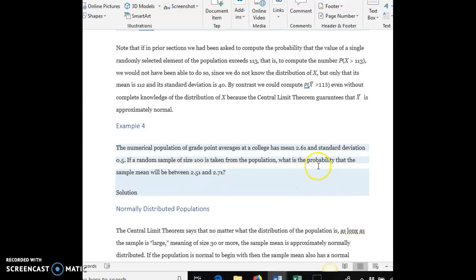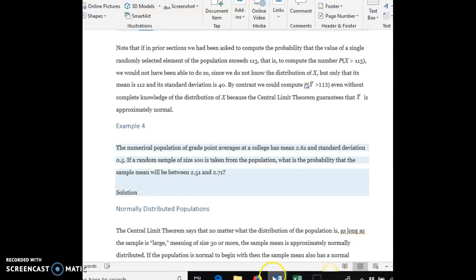Now notice we're talking about the probability of the sample mean. So that's the probability of x bar and not x. We also have a sample size that is large, and so that tells us that our sampling distribution is normally distributed, and we can use our z-score. All right, so let's take 2.51 and 2.71, and we're going to put them into our z-score formula. But first, we must identify the mean of the sampling distribution and the standard deviation of the sampling distribution.